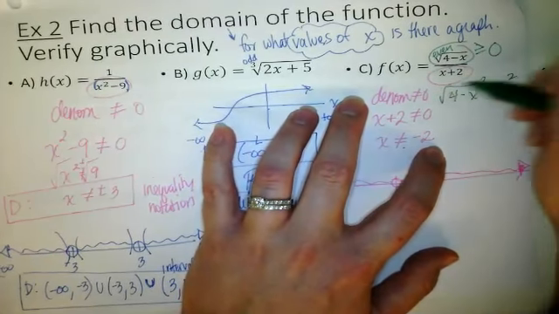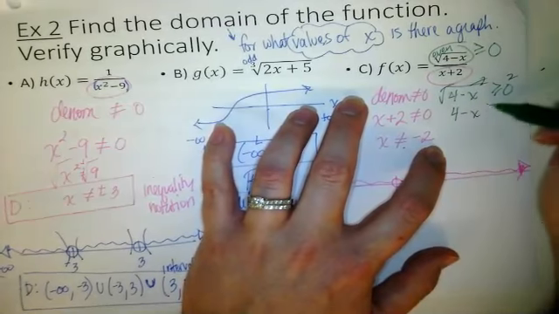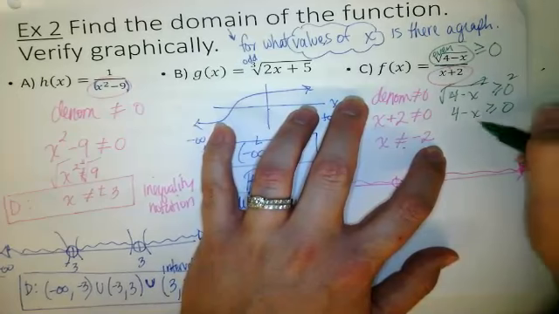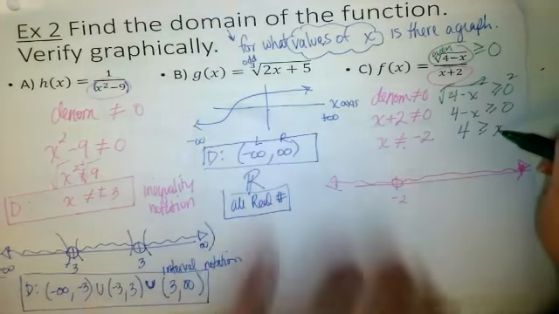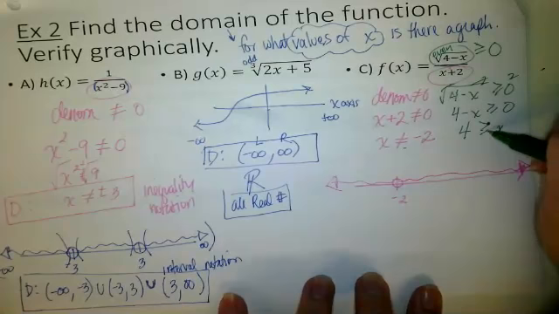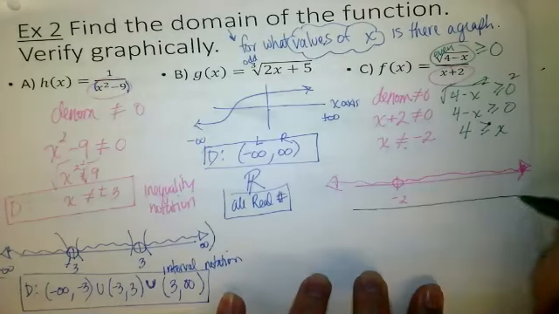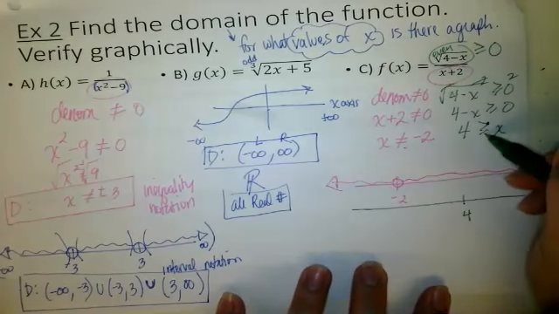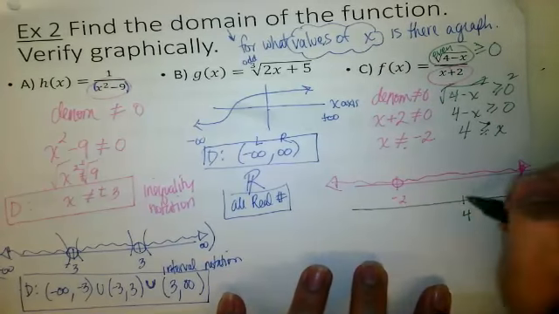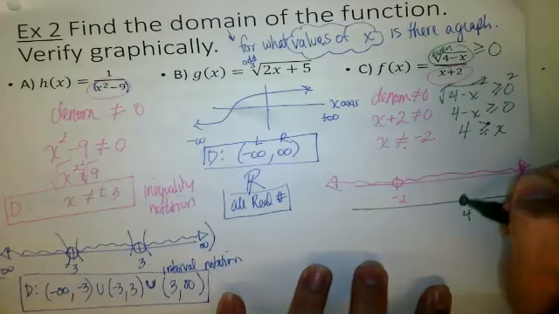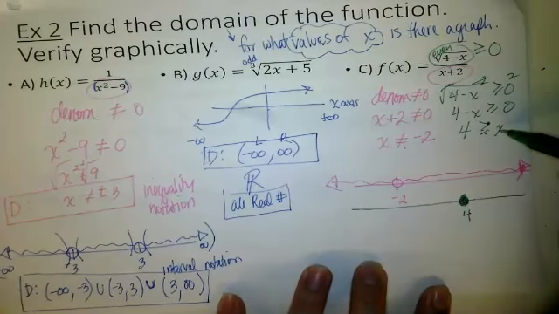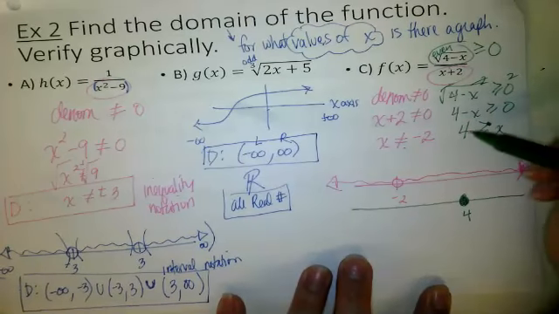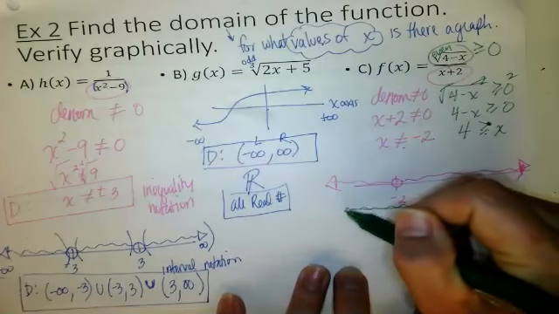I'm going to square both sides. So I have 4 minus x is greater than or equal to 0. Can I move the x over? Sure. So this says x must be smaller than or equal to 4. So I'm going to draw a second number line. Here's 4. Open or closed dot at 4? Closed. Solid dot because it's equal to. And what way do I want to shade? To the left. Numbers littler than 4. Littler would be to the left.